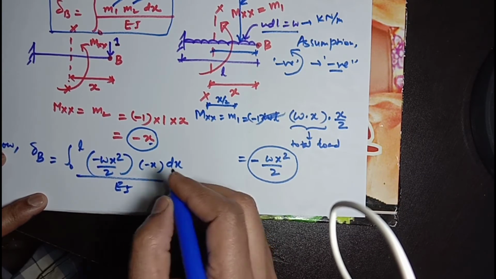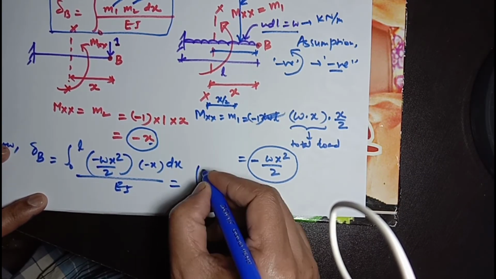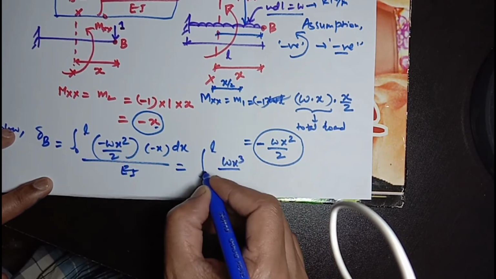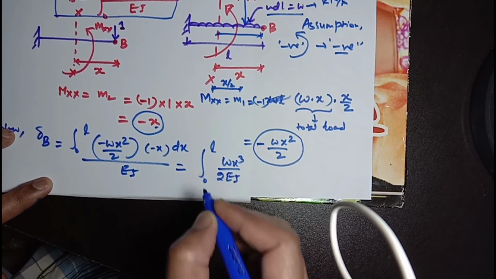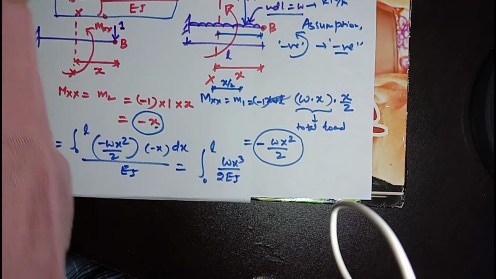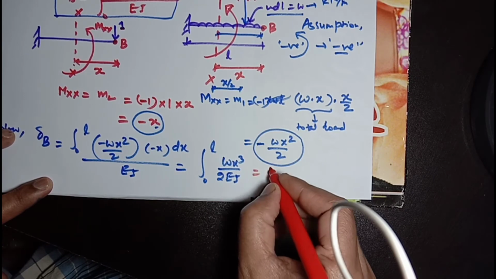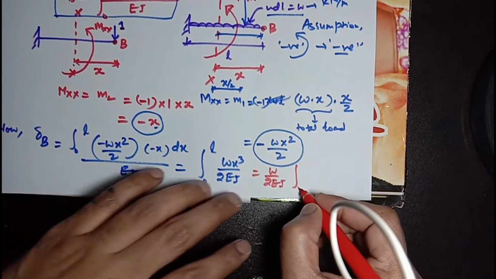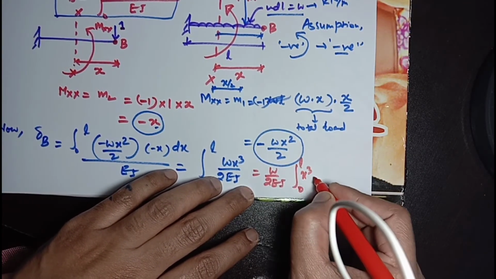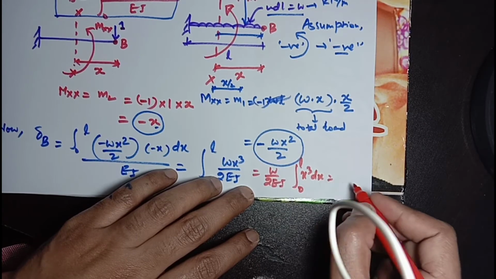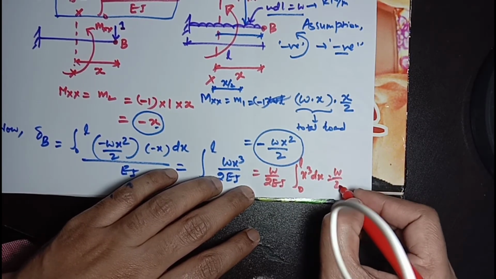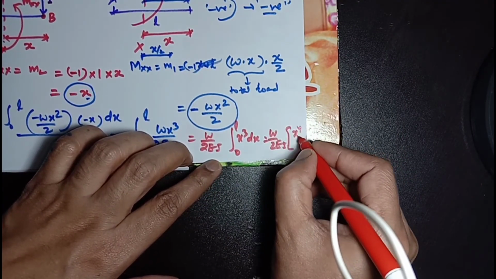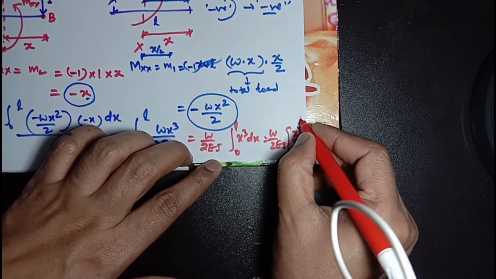Now it will be integral 0 to L of WX cube divided by twice EI. We can take W divided by twice EI outside, integral 0 to L x cube dx. Integral of x cube will be x to the power 4 divided by 4. So W divided by twice EI, x to the power 4 divided by 4, ranging 0 to L.